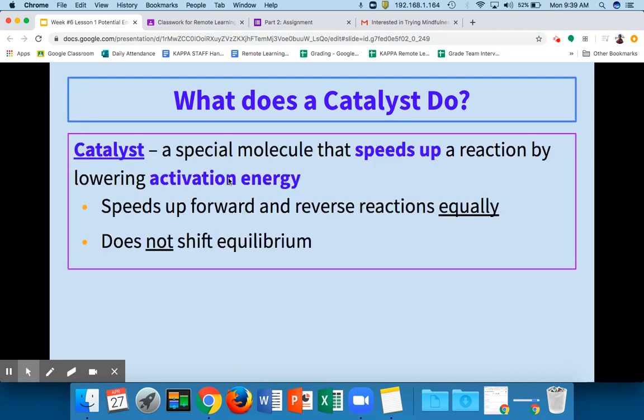So, what does a catalyst do? A catalyst speeds up a chemical reaction by lowering activation energy. So, it actually makes that hump on our energy graph smaller. This speeds up the forward and reverse reactions equally if it's a closed system at equilibrium, and it does not change or shift the equilibrium. So pause the video now so you can write this down.